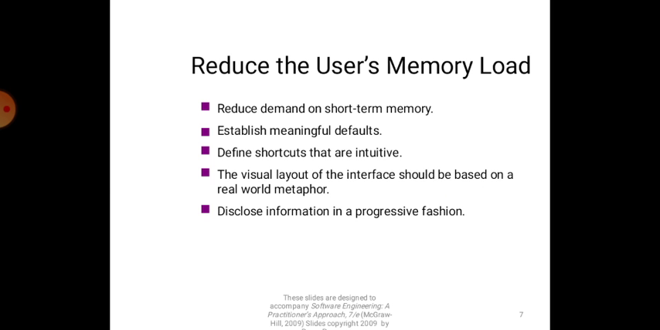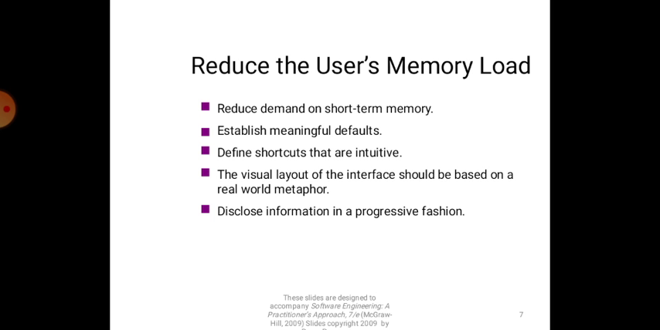Point number 3. Define shortcuts that are intuitive. Students, mnemonics are used to accomplish a system function. For example, Alt P to invoke the print function is always used. The mnemonic should be tied to an action so that it is easy to remember. For example, when you say Alt P for printing, the first letter of printing is taken, so P. So always the first letter of the task should be used.